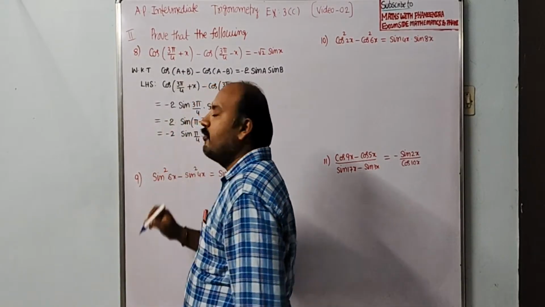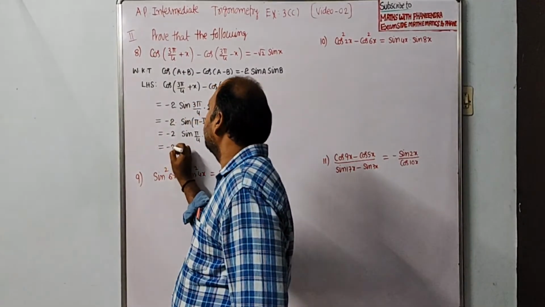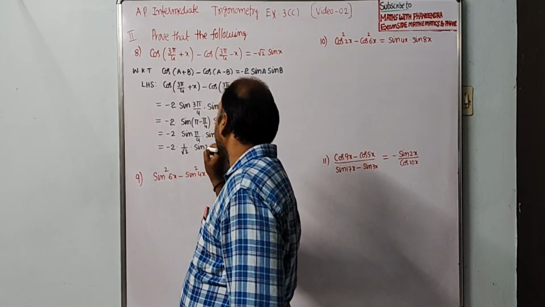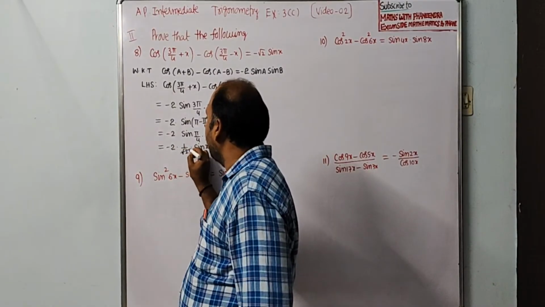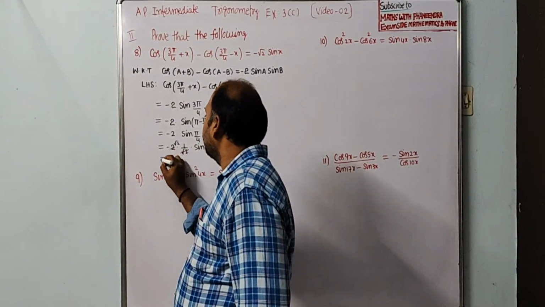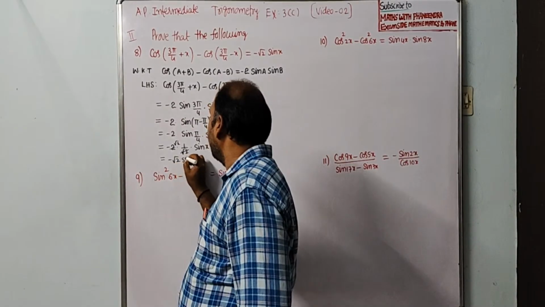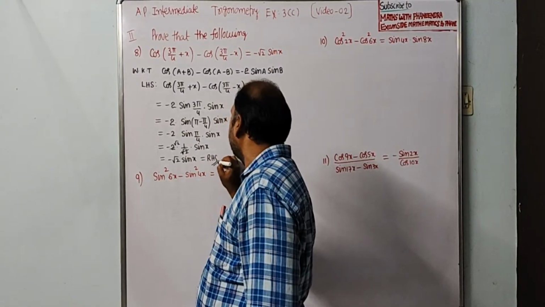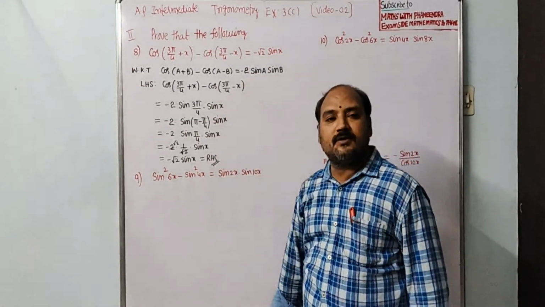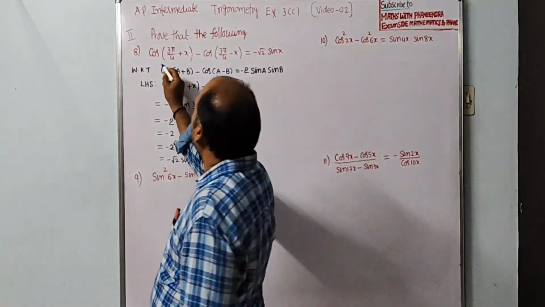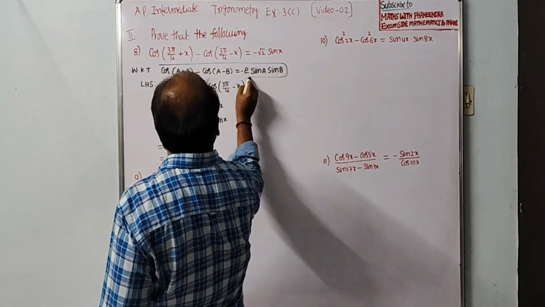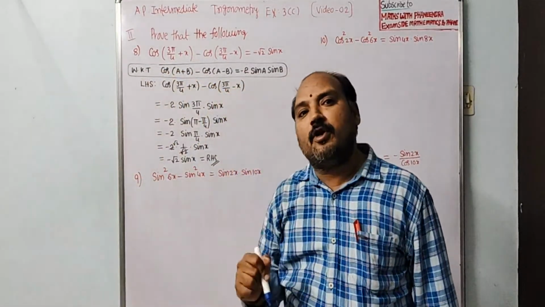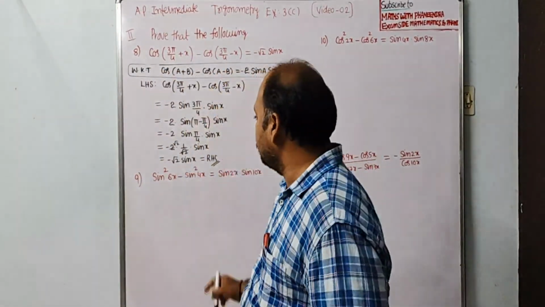What is sin pi by 4? 1 by root 2. So minus 2 into 1 by root 2 into sin x. So root 2 will be cancelled, which is equal to minus root 2 sin x, which is the required RHS, what they are asking to prove, dear students. This is very basic and fundamental of trigonometry formulae. Okay, dear students. Now come to here.